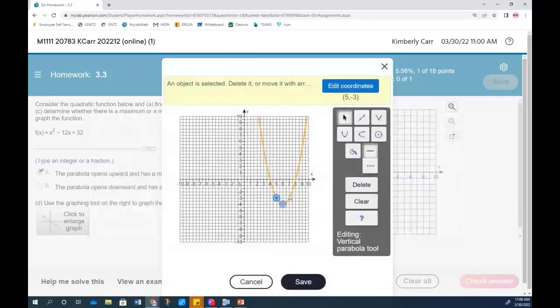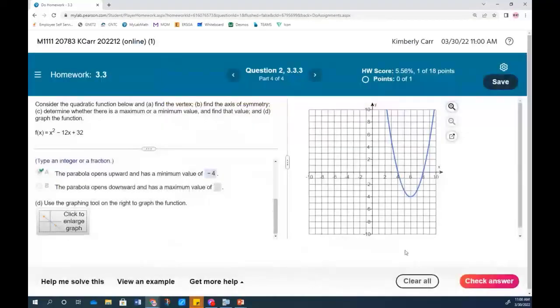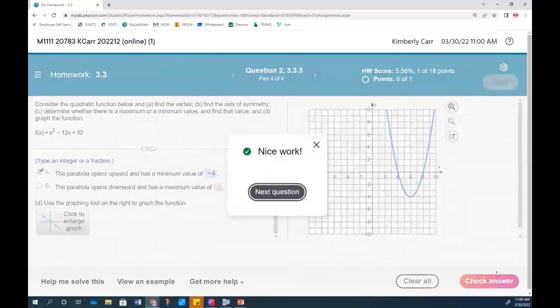Okay? So whether or not you can control it well enough to get it in the exact right place, or you just need to put it on there and then edit your coordinates. And then what you want to do is save it. And once it's over here in blue, then you're good to check your answer.